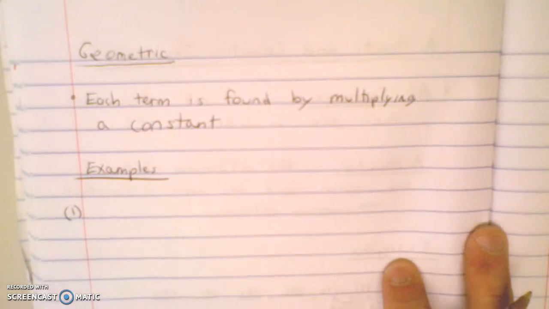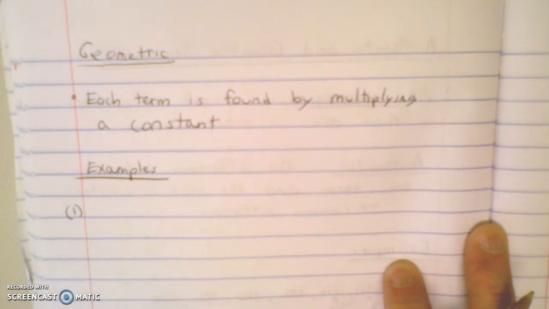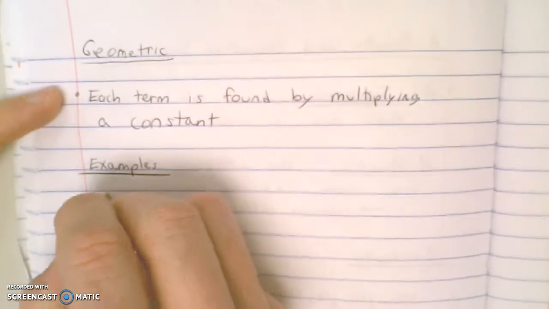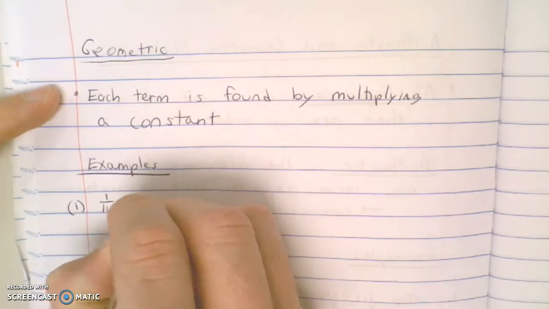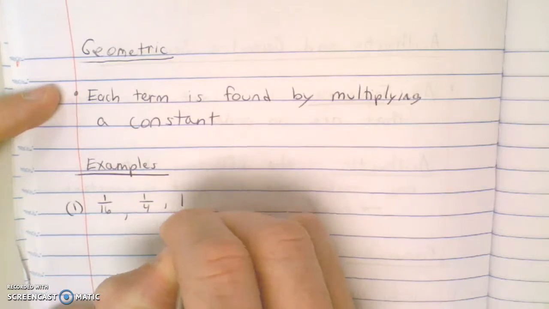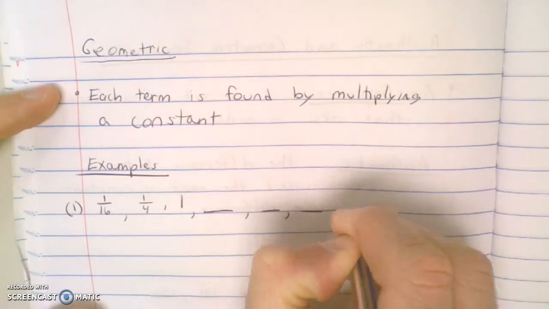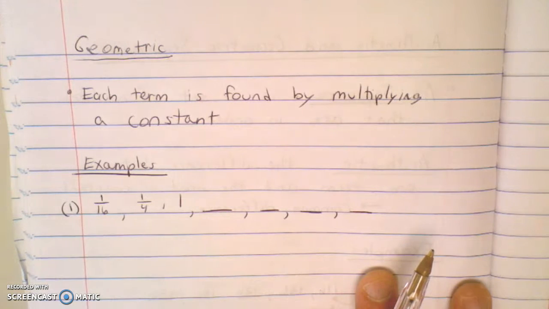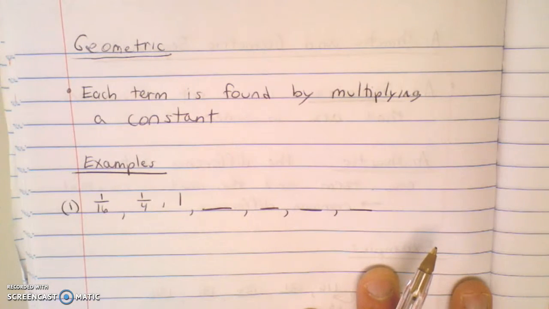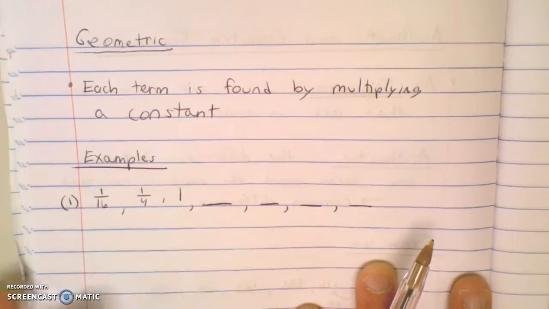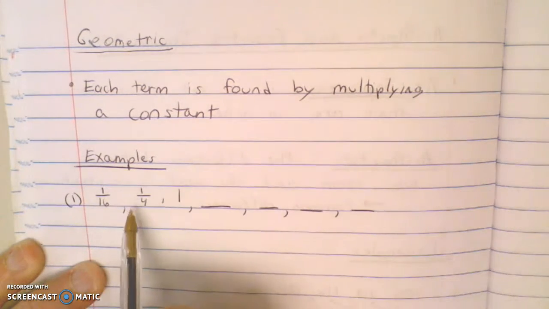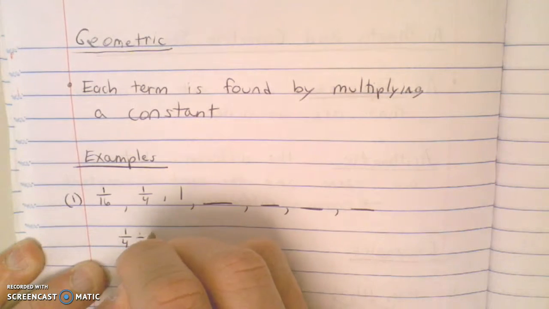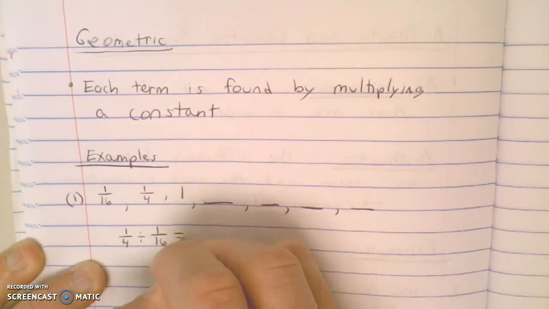So let's say I gave you this list: 1/16, 1/4, 1. What are going to be the next 4 terms in this sequence? So we have to figure out what we're changing by, what's the common number we're multiplying by. And when you're given a geometric sequence, or if you want to see if it's geometric, you want to divide. So you take the second term divided by the first term. So 1/4 divided by 1/16.